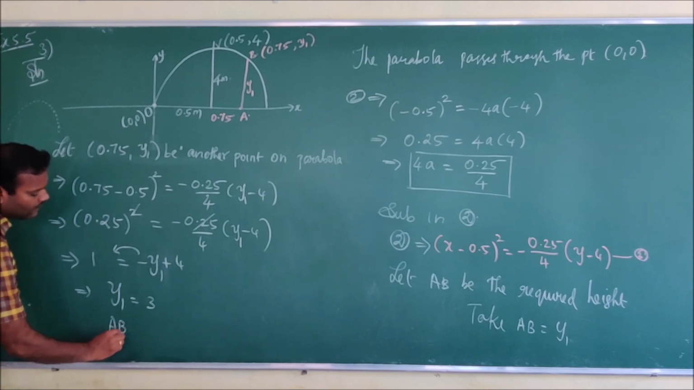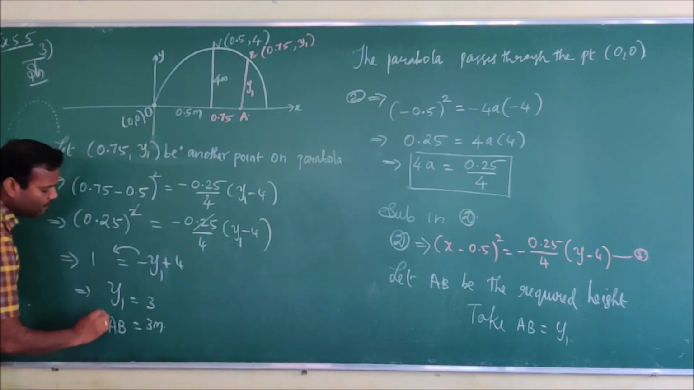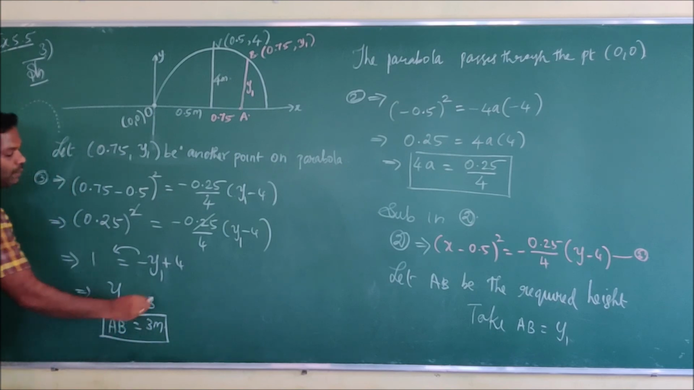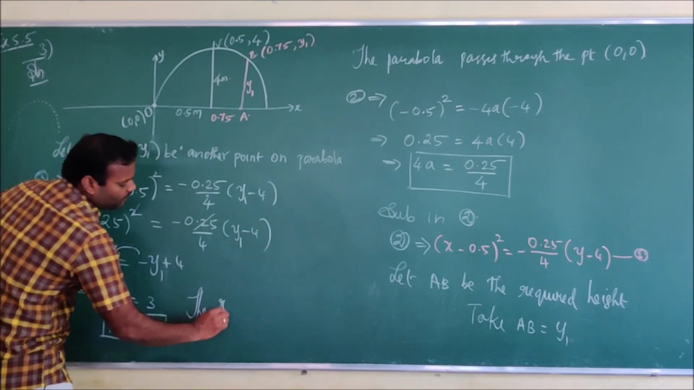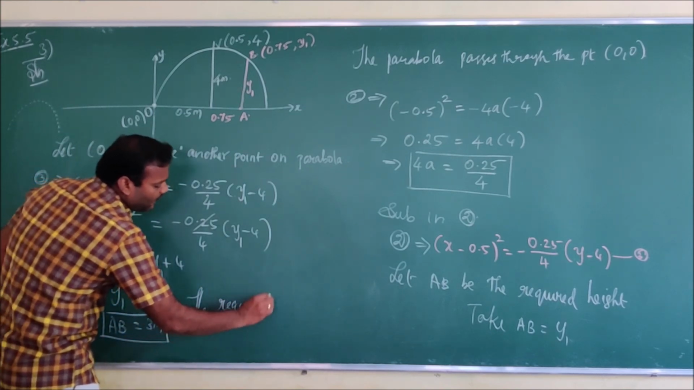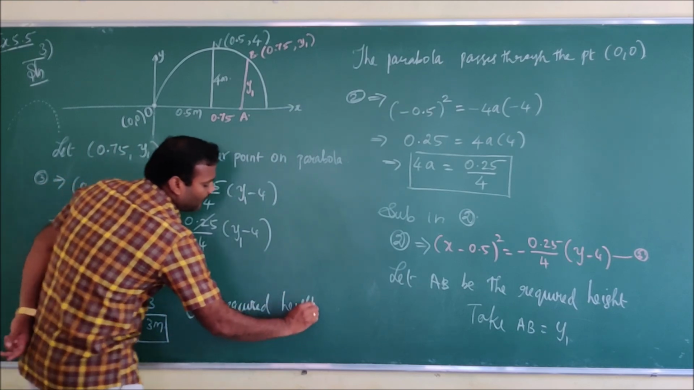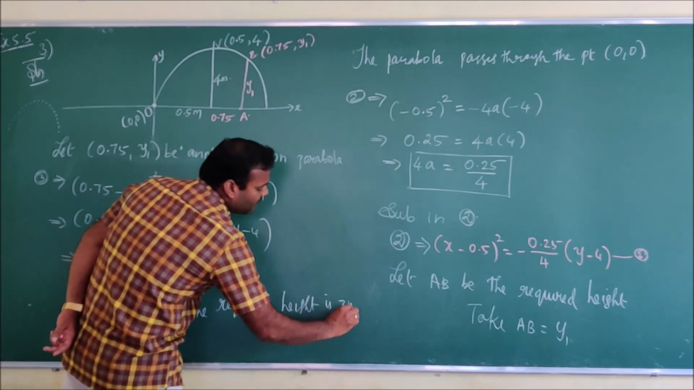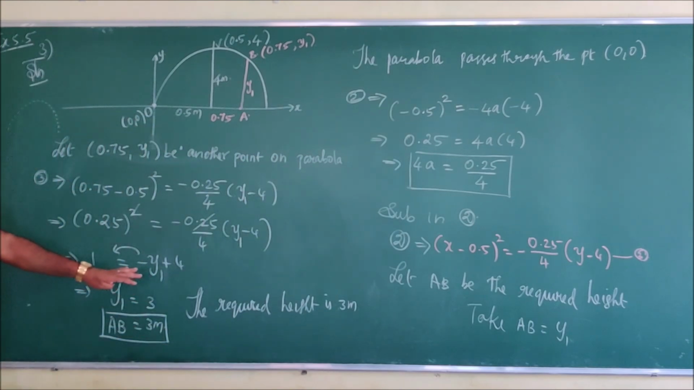So we have taken AB is equal to 3 meters. So what we have found is the required height. The required height is 3 meters. So this is the answer we are going to write.